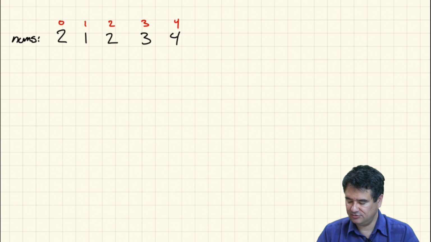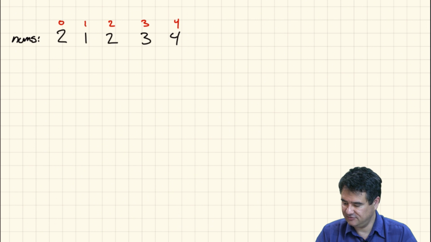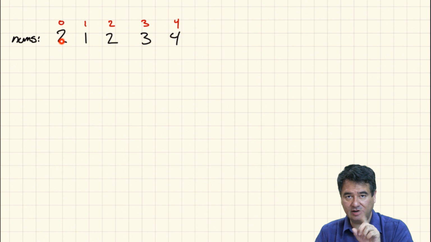Okay, so what we need to do is count the number of even numbers. So we need to start at the beginning of the array and walk our way to the end, looking at each one of the elements and seeing whether it's even or not. So in this case, this one is even. So we're going to have an accumulator that's keeping track of how many even numbers we've seen.